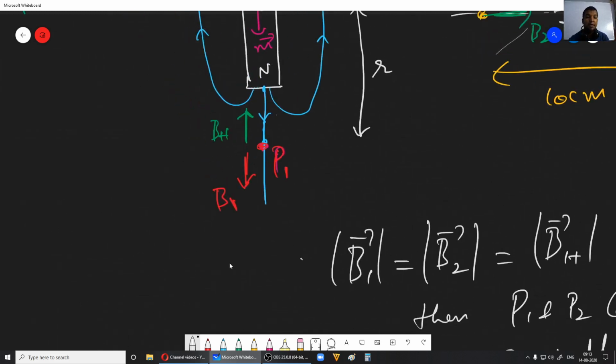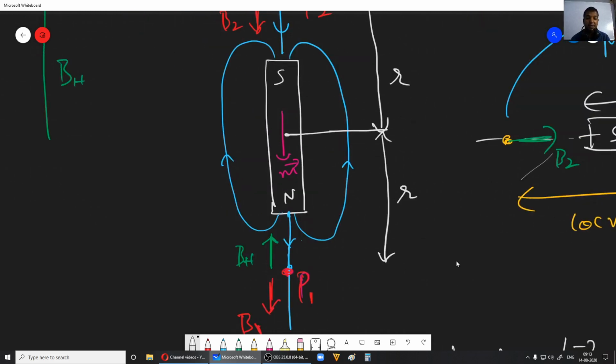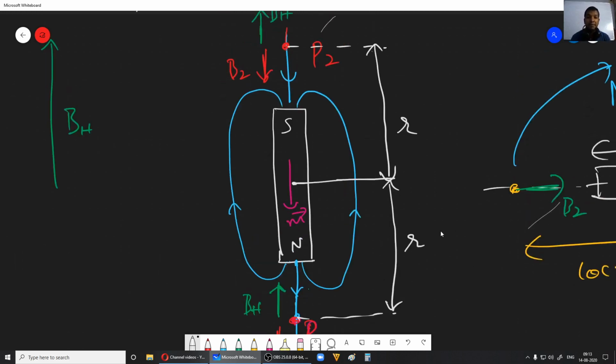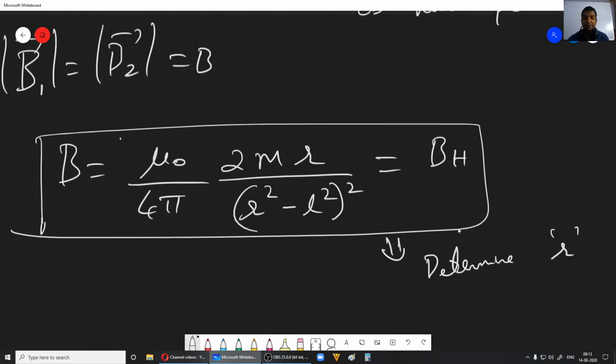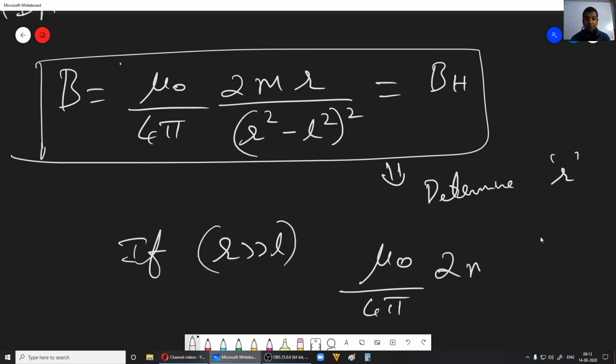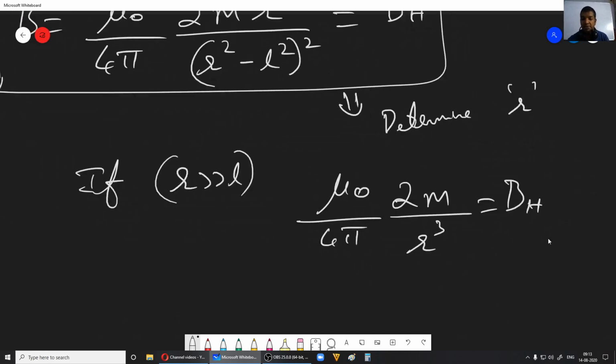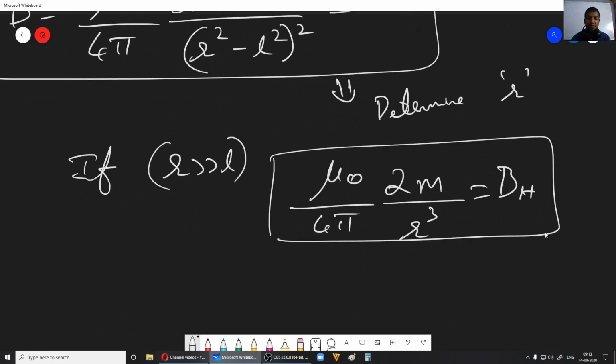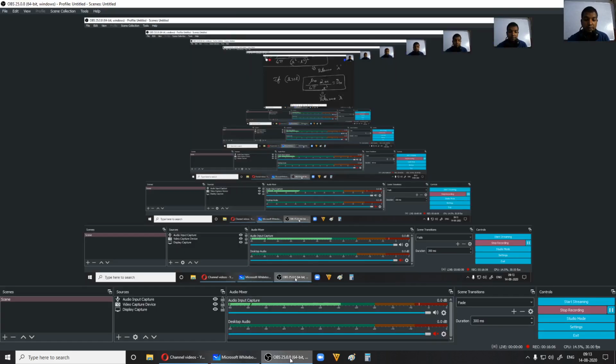See, P1 and P2, we have taken that it is at a distance R from the center of the bar magnet, okay? So it is at a distance R from the center of the bar magnet. Right. Now coming back, you can say that if R is much greater than L, then we can say mu naught divided by 4 pi times 2m whole thing divided by R cube will be equal to BH, okay? From here also you can determine R, provided that R is much greater than L, okay? So you can determine R, fine, okay?